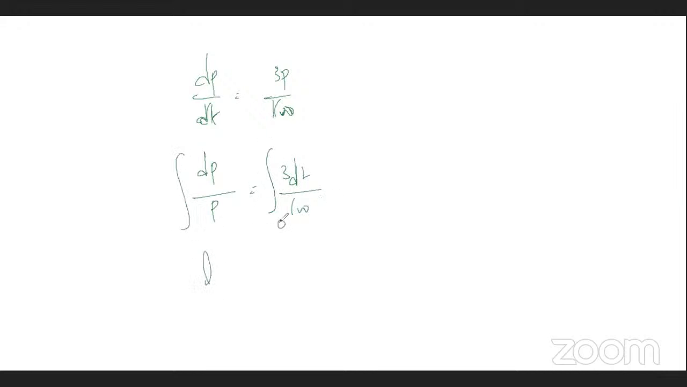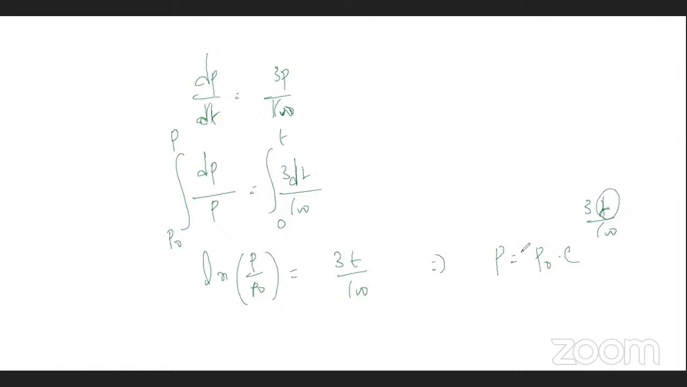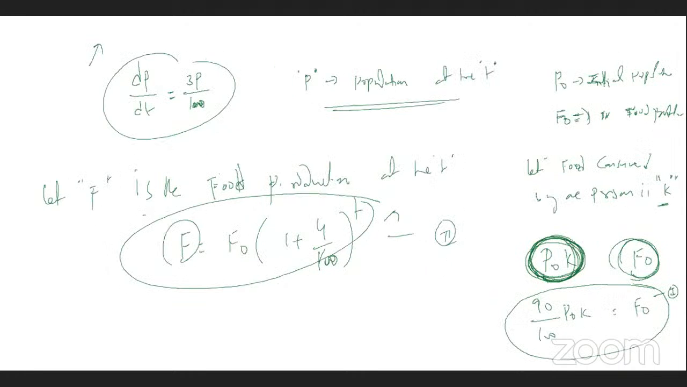At time 0, what is the population? P naught. At time T, the population is P. So ln P by P naught equals 3T by 100. So we can write P equals P naught into e power 3T by 100. That means at time T, the population is this. After T years, the food production is this.